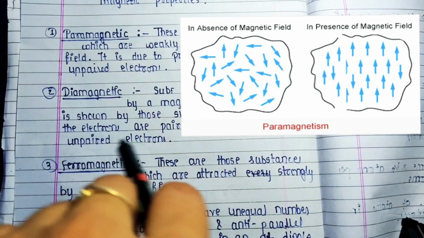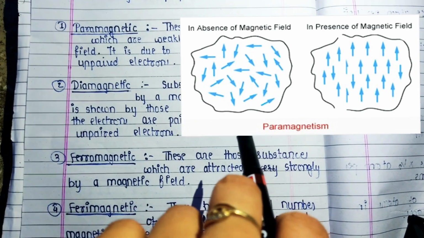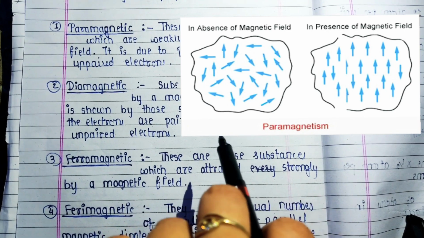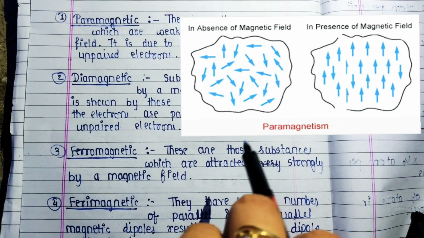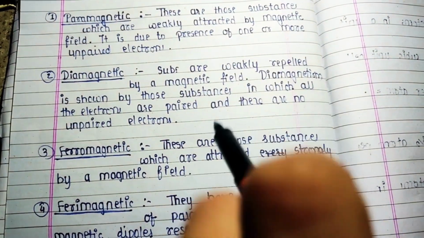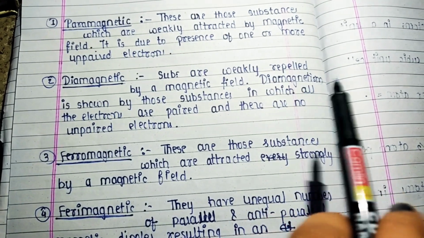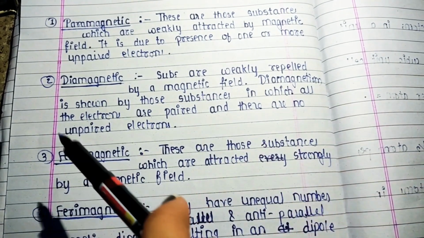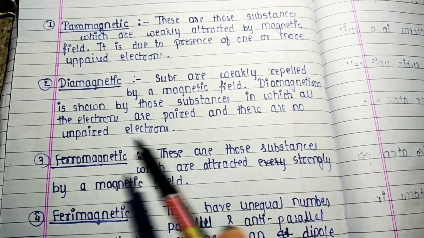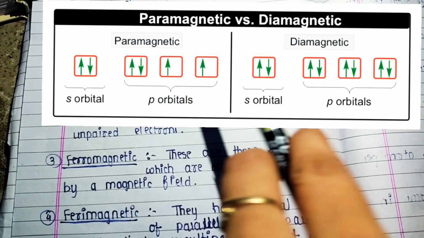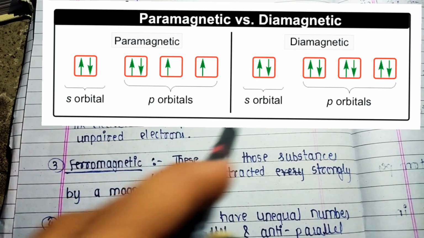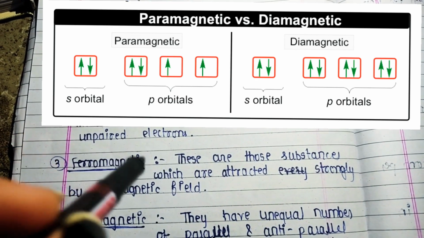As you can see, the absence of a magnetic field and the presence of a magnetic field. When a field is applied, the atomic magnetic moments are aligned in the direction of the field and that will induce net positive magnetization and positive susceptibility. Next one is the diamagnetic substances. These substances are weakly repelled by a magnetic field. Diamagnetism is shown by those substances in which all the electrons are paired and there are no unpaired electrons. In paramagnetic substances, there are unpaired electrons. In this diagram, when placed in a magnetic field, the lines of force tend to avoid the substance.